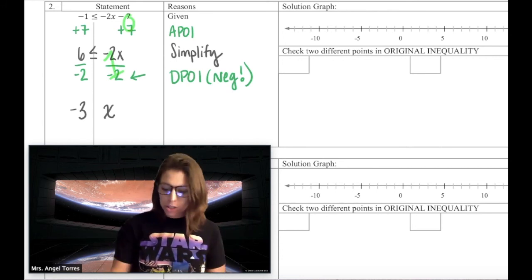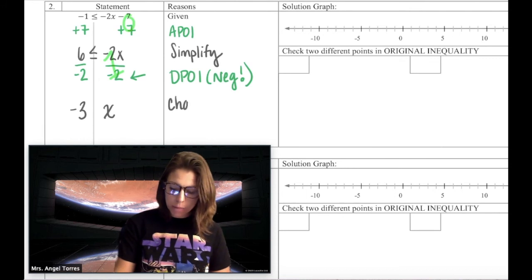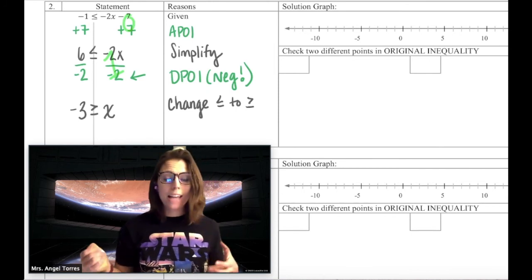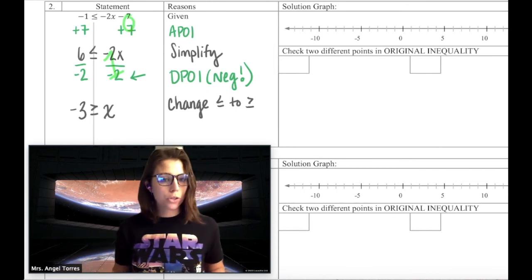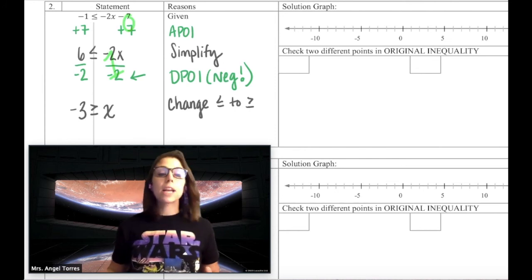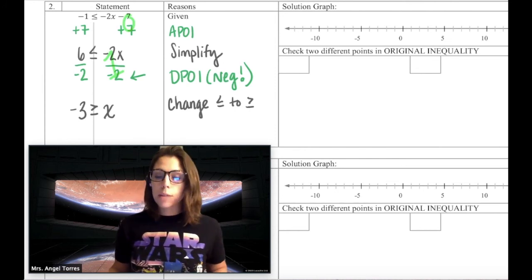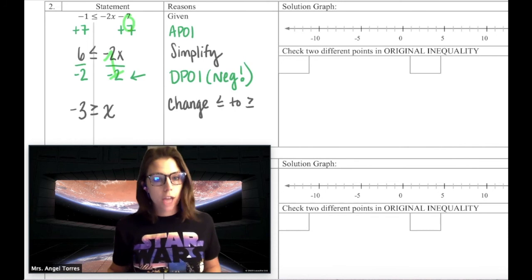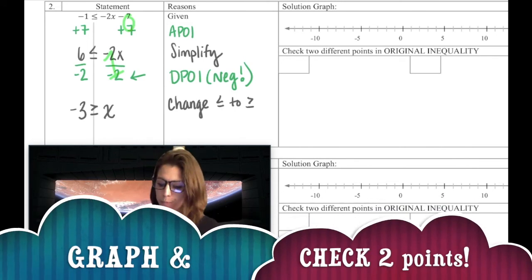So what do I have to do? I have to change my symbol from less than or equal to greater than or equal to. Otherwise, this statement is no longer true. So at this point, I think that I'm done. The only way to be sure is to do my graph and check. So let's go ahead and do that now.